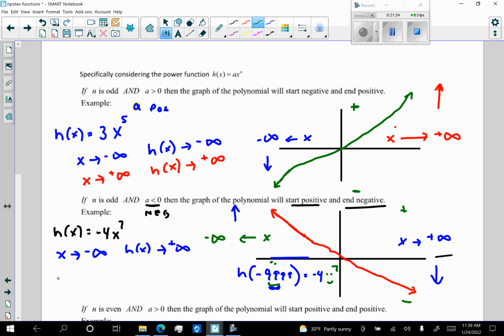In like manner, as x goes to positive infinity, as x gets really big, that graph is going to shoot down there to negative infinity. Okay. So these are going to be very important. If n is odd and a is positive, the graph is going to start negative and end positive. If n is odd and a is negative, for example here, the graph is going to start positive up here and end negative down here.